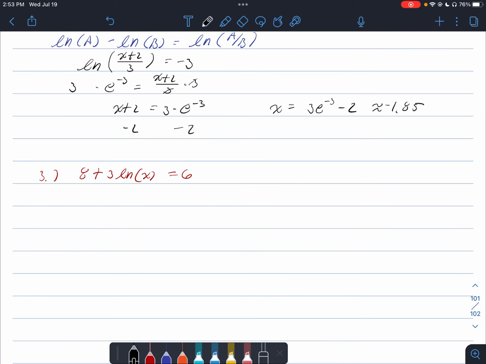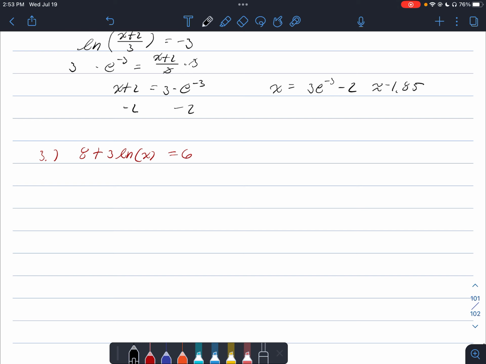Here we have 8 plus 3 times the natural log of x is equal to 6. I will say, I would avoid the temptation here to go ahead and do the power rule for this 3 times the natural log of x. And I'll show you why here in just a second. Let's take 8 away from both sides. So we'll end up with 3 times the natural log of x is equal to -2.